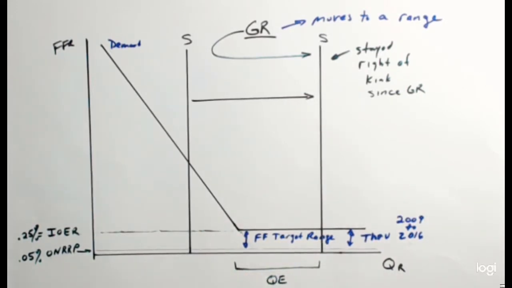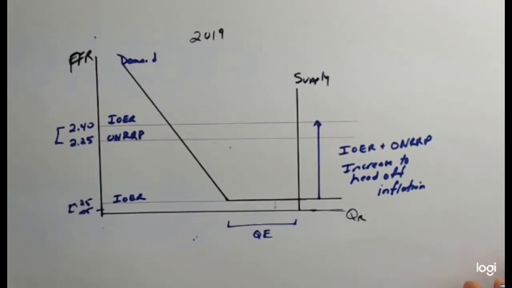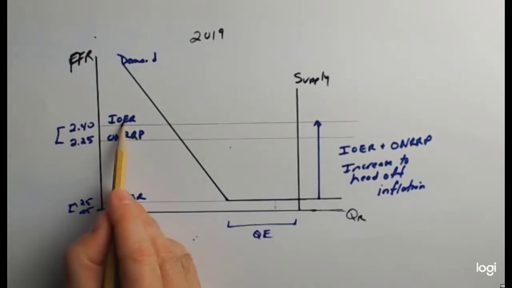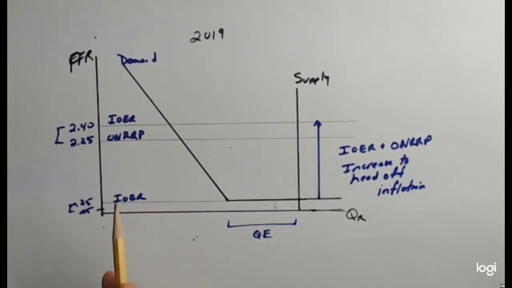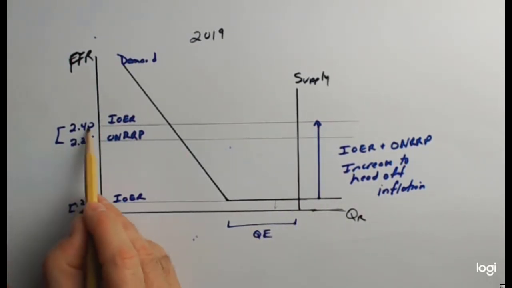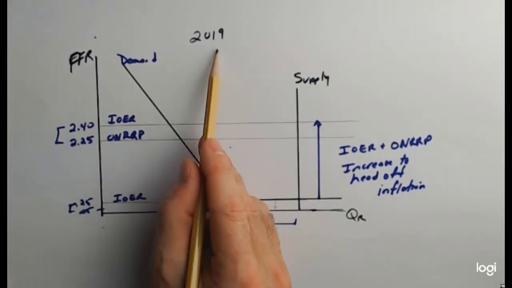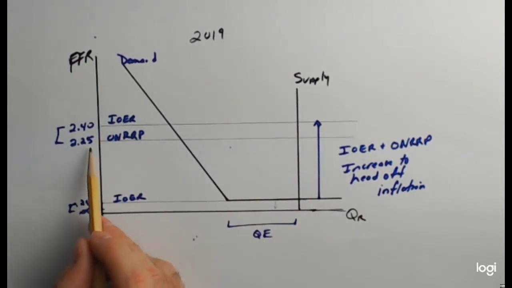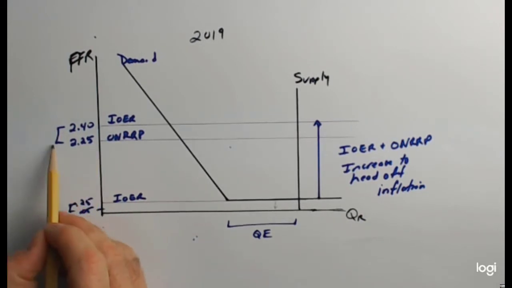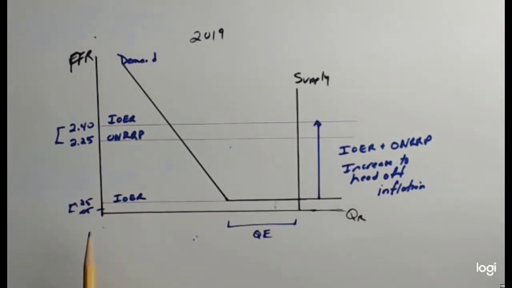So let me show you what happened in 2019. Here's what happened. Before 2019, the Fed, in a series of moves, increased the interest on excess reserves. The Federal Open Market Committee just comes out and says, look, we want the interest rate to be this. Over time, it notched up all the way to 2.4% by 2019. And then the interest rate on reverse repos was set at 2.25. So this is the narrow range for the Fed funds rate.